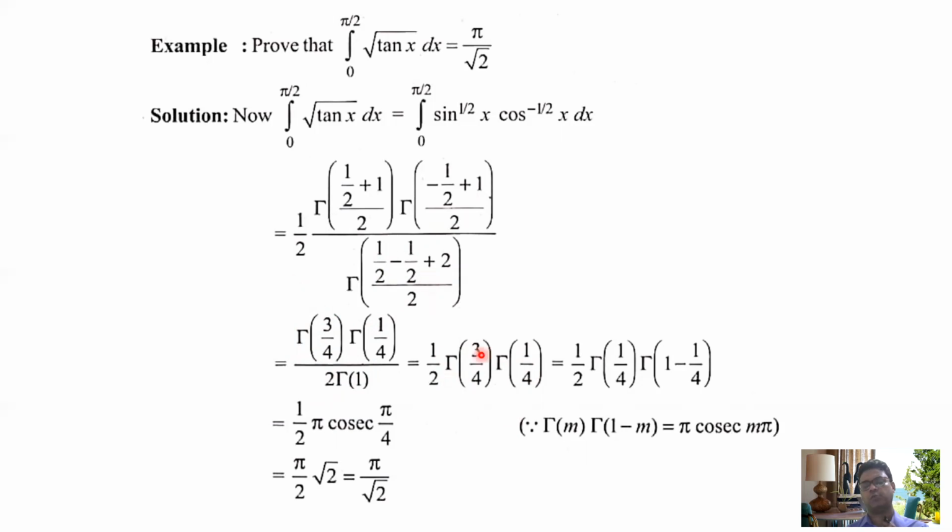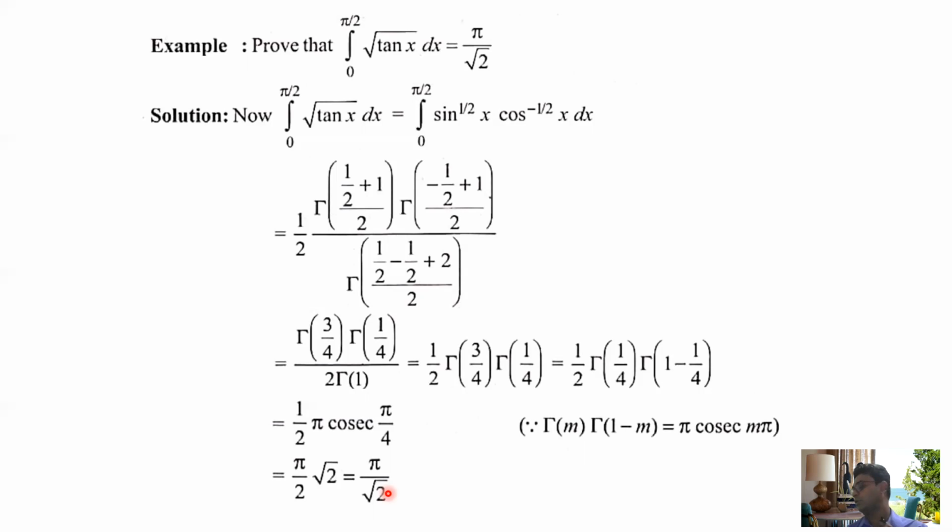This is also a very, very important formula. Already you know that gamma m times gamma 1 minus m is equal to pi cosec m pi. What is m here? m is equal to 1 by 4, because gamma 1 by 4 and gamma 1 minus 1 by 4 is equal to 3 by 4. So here m is equal to 1 by 4. Using this formula you can write half pi cosec pi by 4. What is the value of cosec pi by 4? Cosec pi by 4, since sine pi by 4 is equal to 1 by root 2, is root 2. So pi by 2 times root 2 is equal to pi by root 2.